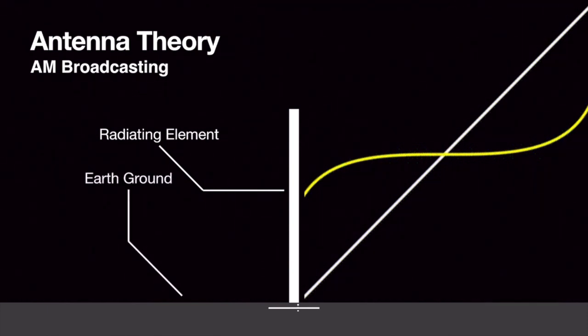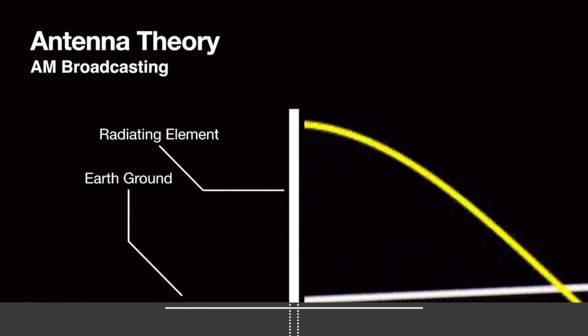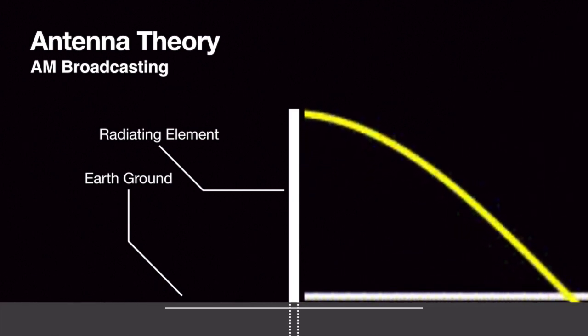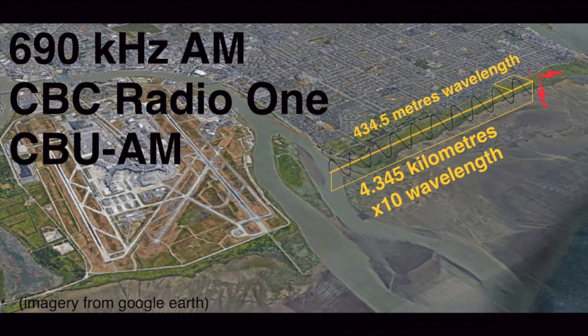We can solve this problem by adding a large conductive plane below the monopole antenna. This will be connected to Earth ground. This so-called ground plane helps direct the radiation back towards the Earth's horizon. In AM broadcasting, the wavelength of emitted radiation is quite long. Here are some examples of the scale of wavelengths in relation to their transmitting antennas. Please note that these are not perfectly to scale, but they do get the idea across.